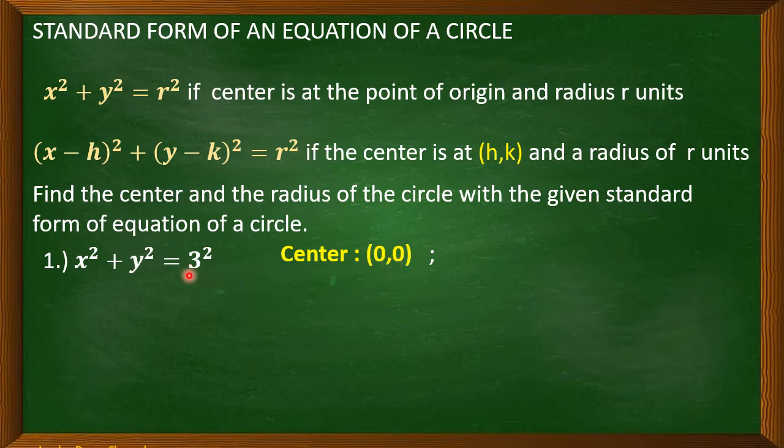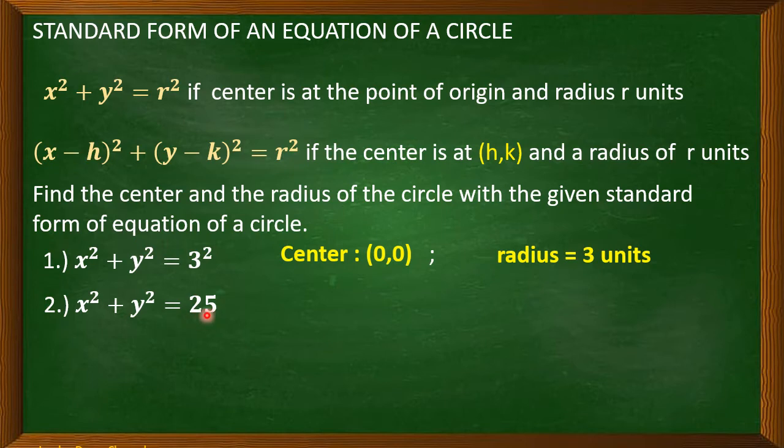And to determine the radius, since the right side of the equation is expressed in exponential form, we will just copy the base. The base here is 3. We'll just copy 3 as the radius, so therefore we have 3 units as the radius. Example number 2: x squared plus y squared is equal to 25.